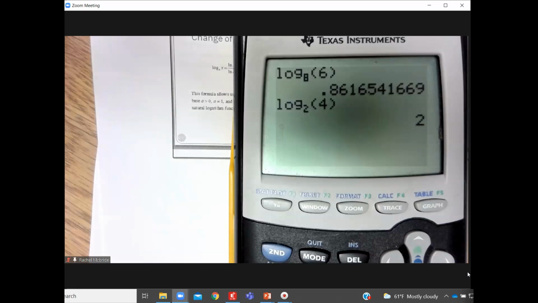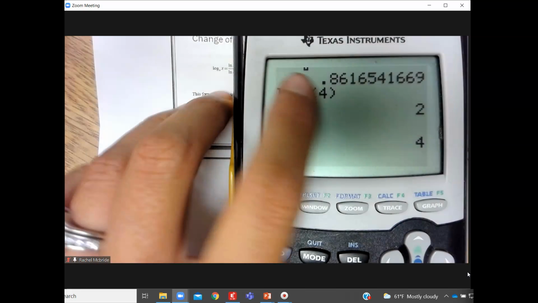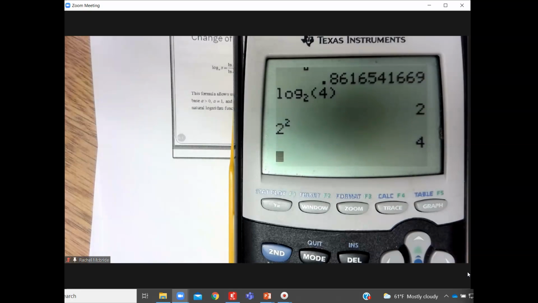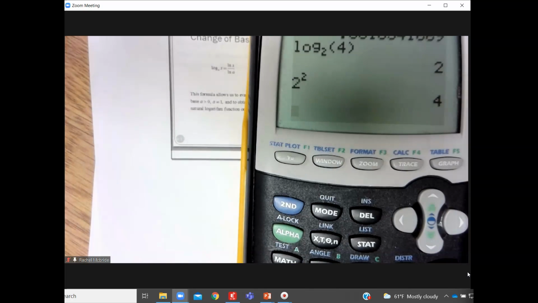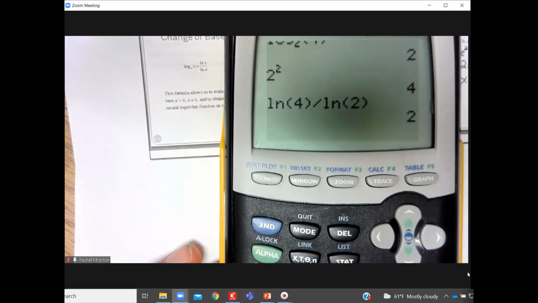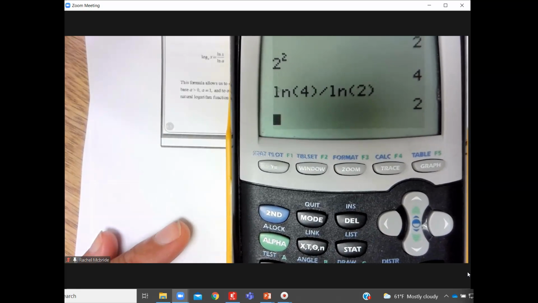you get 2. And if you think about the property of these logs and their bases, what that is saying is that base 2 squared is 4. So base answer becomes squared equals the number inside your base. Previously, you had to use the ln key down here, and you would have to have said the ln of 4 divided by the ln of 2 to get that answer. And you can see it still works, but that was just the old way we had to do it. Okay?